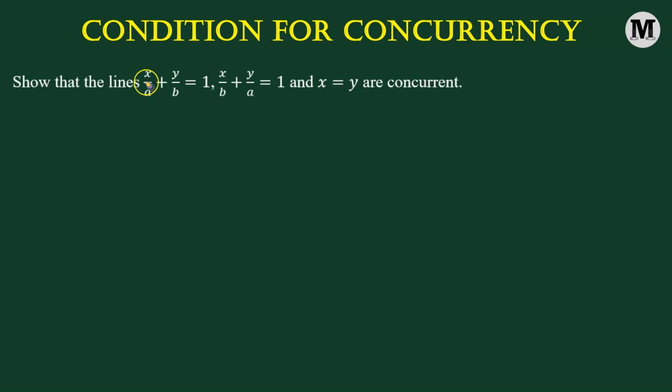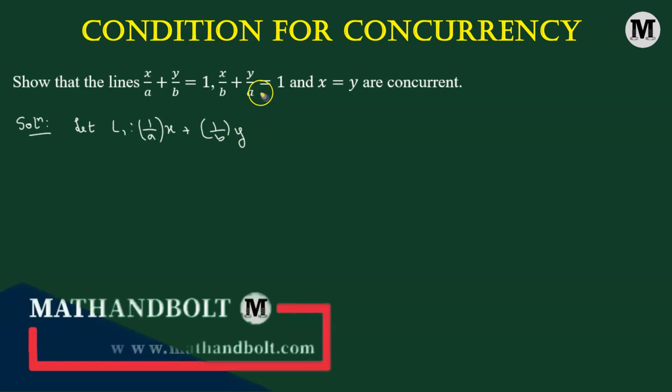So in this problem, we need to show that the following three lines are concurrent. Okay, let us begin. First, we're going to name each of the three lines. Let us represent the first line as L1. So L1 is going to have the equation 1 over a multiplied to x added to 1 over b multiplied to y. We're going to transpose 1 from the right hand side to the left hand side to get -1. That's going to be equal to 0.